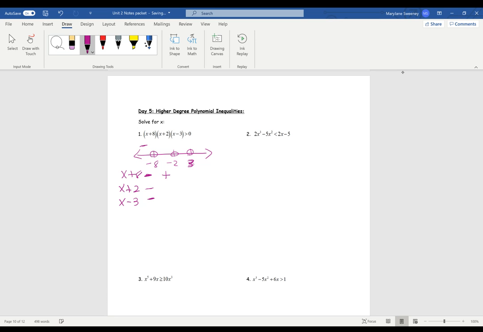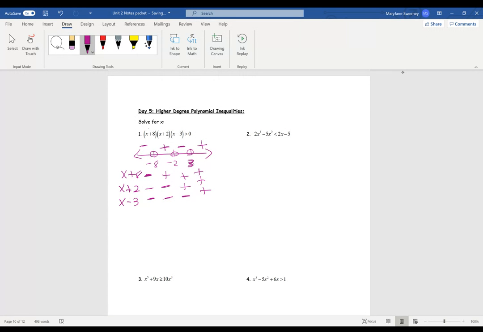-3 in the first factor would be positive. -3 in the second would be negative. -3 in the third would be negative. Negative times negative is a positive times a positive, which is going to be positive. In between -2 and 3, anytime I can pick 0, I pick 0 because it's a nice, easy number to plug in. Positive, positive, negative, which is overall negative. And then finally, to the right of 3, if I put in 4, plus, plus, plus, which is plus.